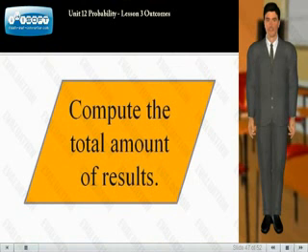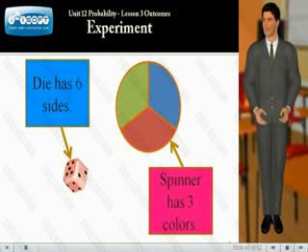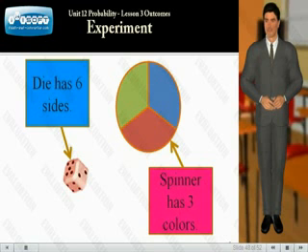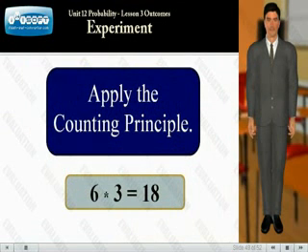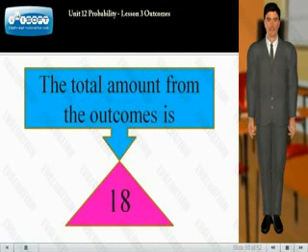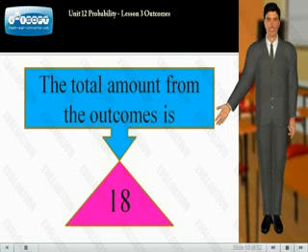So now we need to compute the total amount of results. Let's recall that the die has 6 sides and the spinner has 3 colors. So let's use the counting principle. There were 6 sides and 3 colors, so I do 6 times 3 and get 18. So the total amount from the outcome is 18.